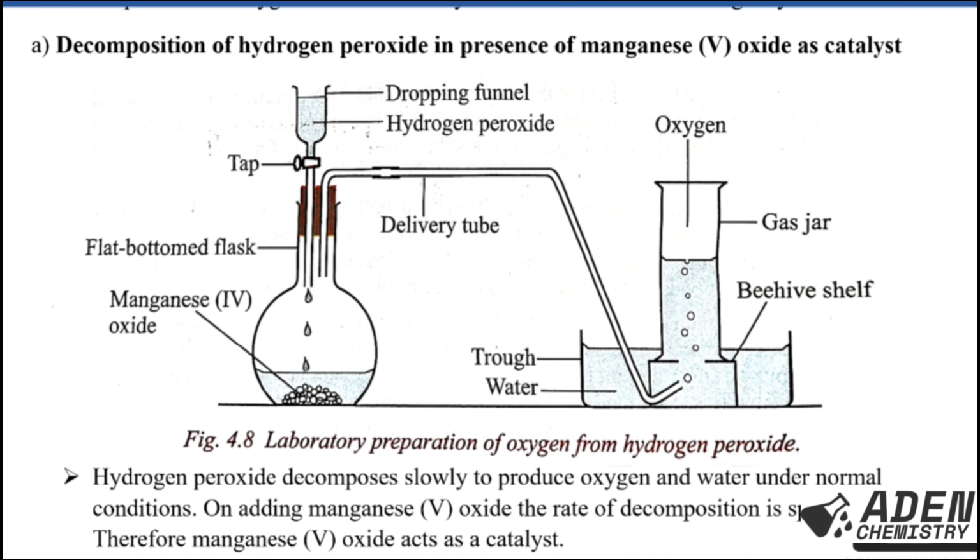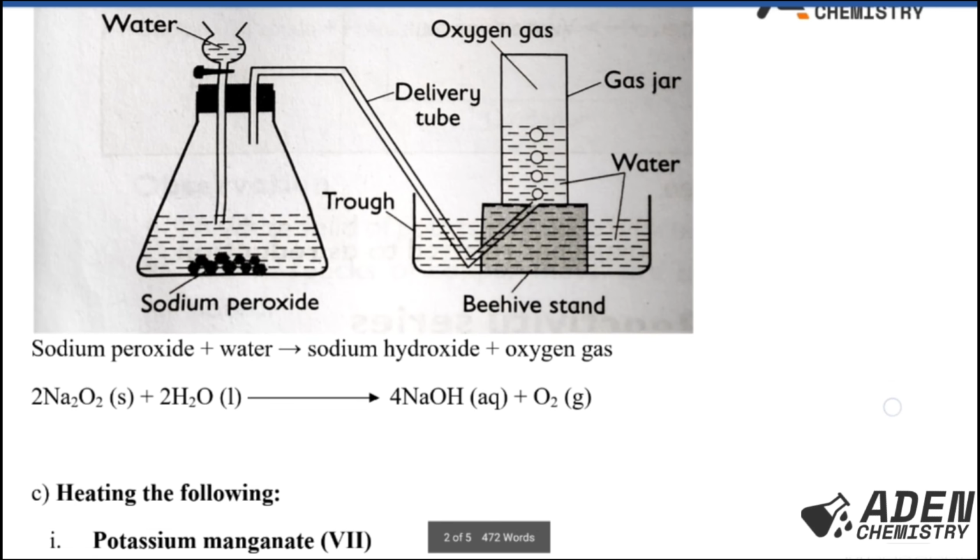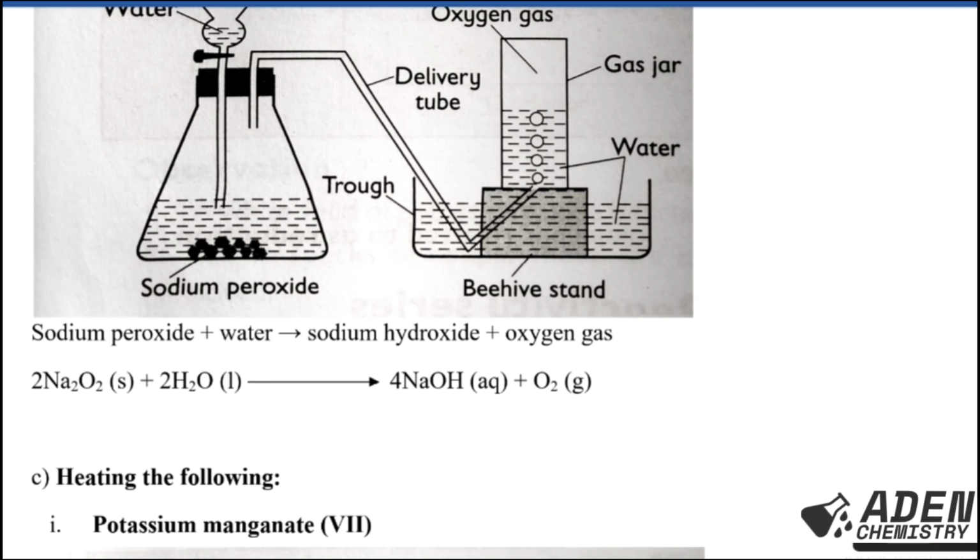If you are dealing with the other method, adding water to sodium peroxide, in the dropping funnel we are going to have water. In the round bottom flask, or the conical flask, we put manganese peroxide if you have hydrogen peroxide as your liquid. But if you have water as your liquid, we put sodium peroxide in the reaction vessel we are using. So sodium peroxide plus water gives sodium hydroxide and oxygen gas.